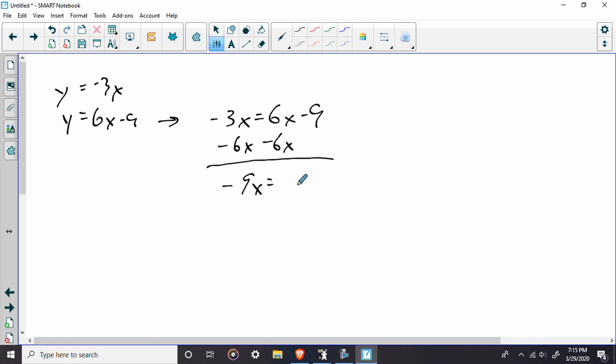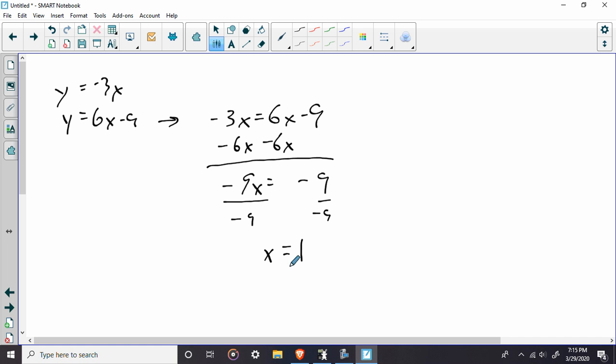What's left on this side? Just a negative 9. I'm going to divide this side by negative 9, divide this side by negative 9, right? This is negative 9 times x, so to undo that multiplication, I divide by that same number. On this side, negative 9 divided by negative 9 is 1. Well, now I've got x.